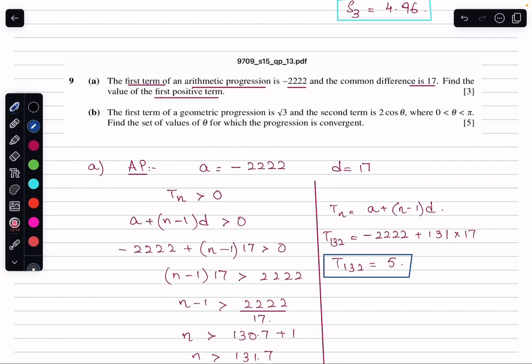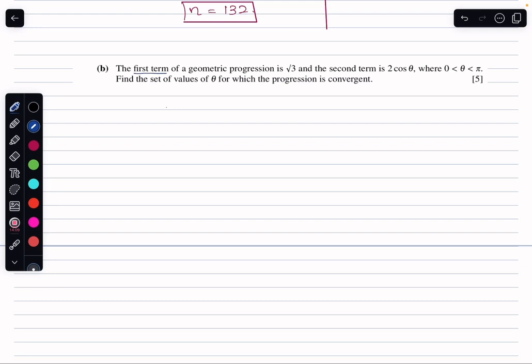Let's do part B. The first term of a geometric progression is root 3. The second term is 2 cos theta, and the theta values are between 0 and pi. Find the set of values of theta for which the progression is convergent. So let's do the solution here.